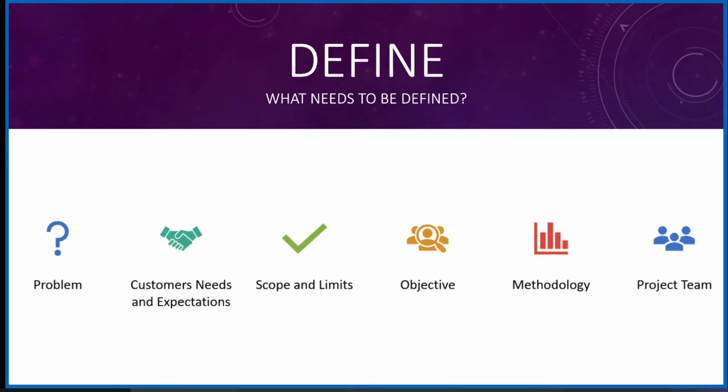Then we look at the objectives. So we look at where we're at and where we want to go. We decide on a way to do it through methodology, and then decide who we are going to put in charge of that by putting it onto the project team.